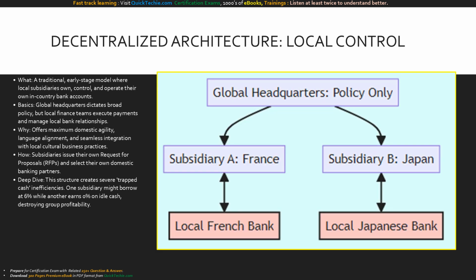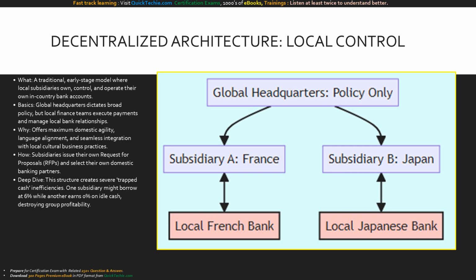Moving to our actual structural models, we start with the most basic, decentralized architecture with local control. What is this? It's a setup where each local subsidiary owns and operates its own bank accounts within its own country. The basics are quite simple. Global headquarters writes the high-level policy, but the local teams execute the daily payments and select the local banks.